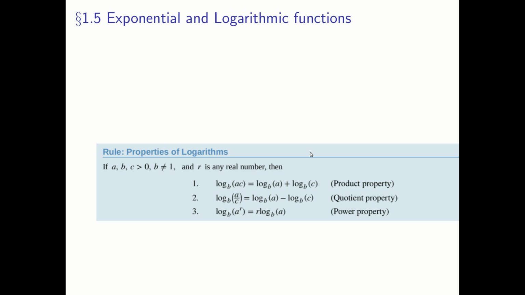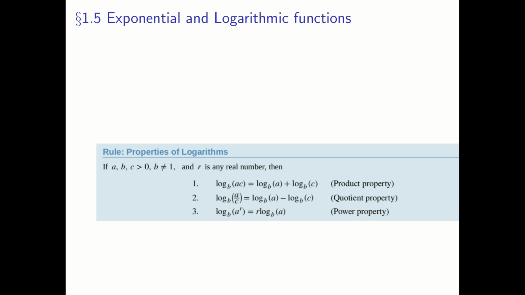These are old mechanical calculators to make complicated calculations. And then there's this quotient property where if I have the division of a over c inside the logarithm, then it comes out as subtraction. And then this exponent here has the property that it pulls exponents out to the front. This is what logarithms do. So these are properties that we will use all the time.